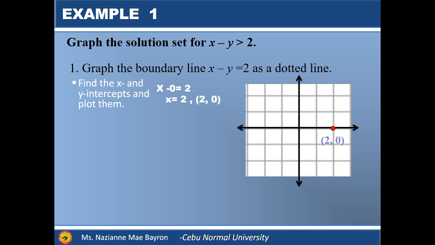Plot the point. Then next, let x be equal to 0. Then we will obtain the ordered pair (0, negative 2). Plot the point. Then connect the two points and extend the line to the edges of the coordinate plane.